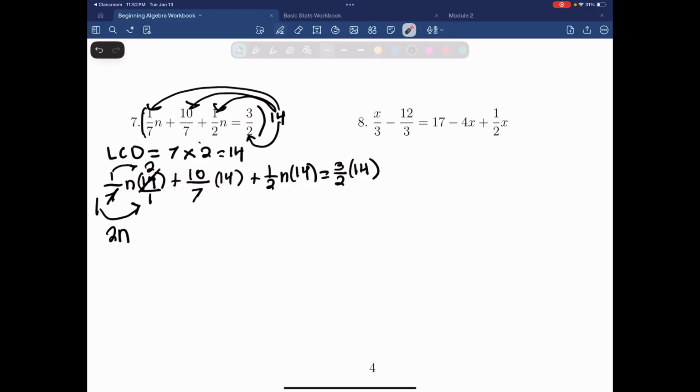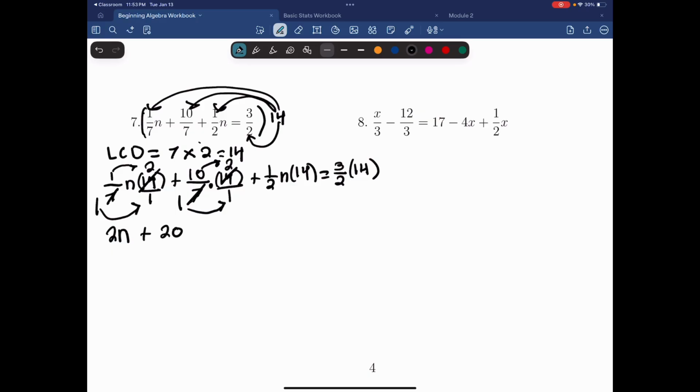Now looking at this second term, we can also cross-reduce. We can write this as 14/1, and notice that the 7 and 14 cross-reduce. 7 divided by 7 is 1, and 14 divided by 7 is 2. The 10 and 1, I can't cross-reduce. So we're going to do 10 times 2 and 1 times 1. 10 times 2 is 20, and 20 divided by 1 is just 20. So we're just going to leave it as plus 20.